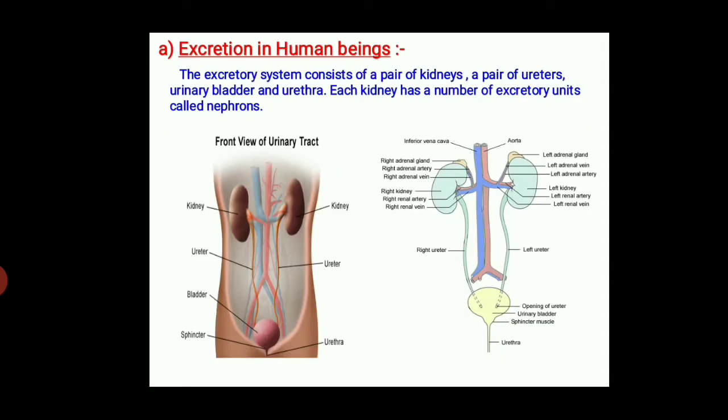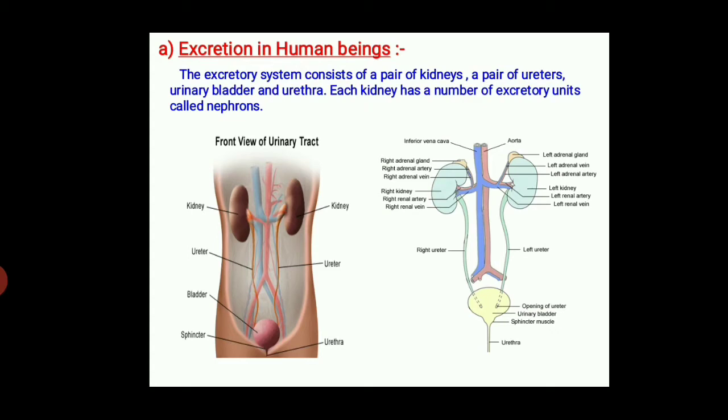Now we talk about excretion in human beings. The excretory system consists of a pair of kidneys, a pair of ureters, the urinary bladder and the urethra. Each kidney has a number of excretory units called nephrons. In humans, waste products are produced even when we sleep. They are carbon dioxide and urea. Kidneys excrete urea, uric acid and water.